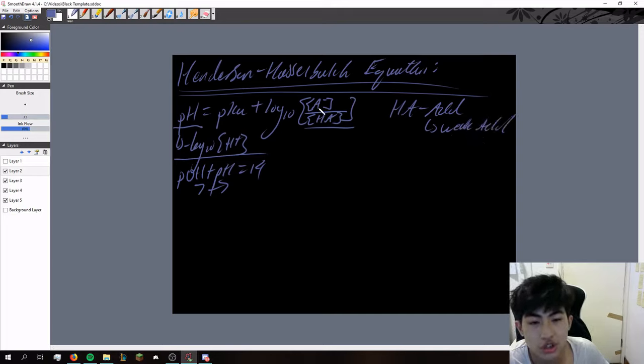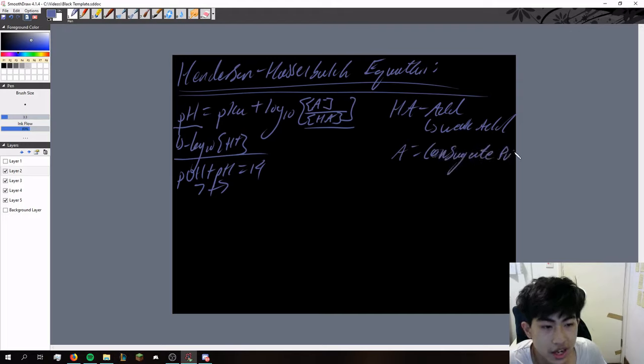And our concentration of A-. Now we know that A- was our conjugate base, but we didn't actually add any conjugate base within our buffer solution, did we? We added a conjugate salt.